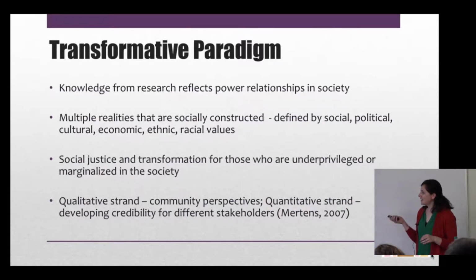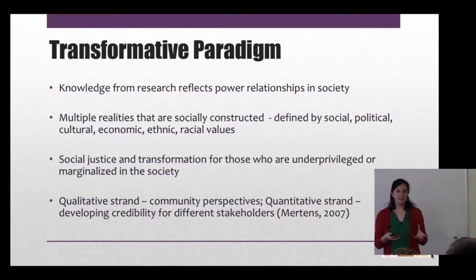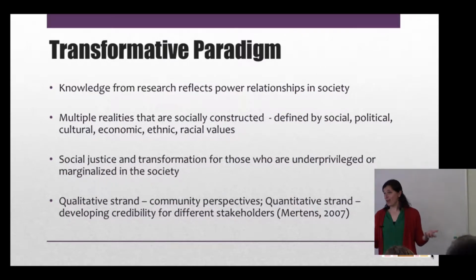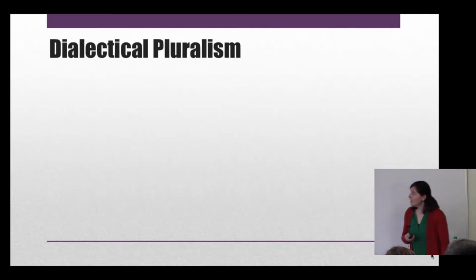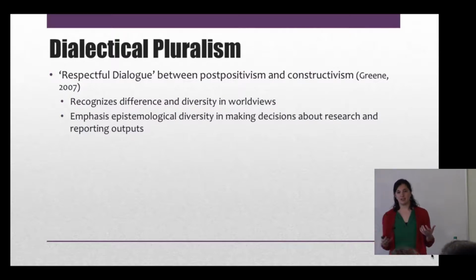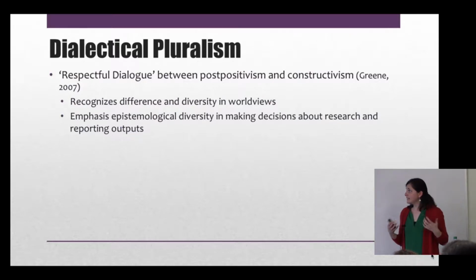I especially like this viewpoint of Mertens, where we'll have a qualitative strand that emphasizes the community practice and is very emic, if you will, really focusing on what the community needs. Then we'll have a quantitative strand to develop credibility for different stakeholders, which I thought was a very blunt but honest way of saying this is why we're going to use mixed methods. If we want social change, we know we need to look at things from both strands because we have different audiences. The third paradigm is dialectical pluralism. This paradigm focuses on a dialogue between post-positivist and constructivist ideas. And so dialectical pluralism recognizes that there's different worldviews.